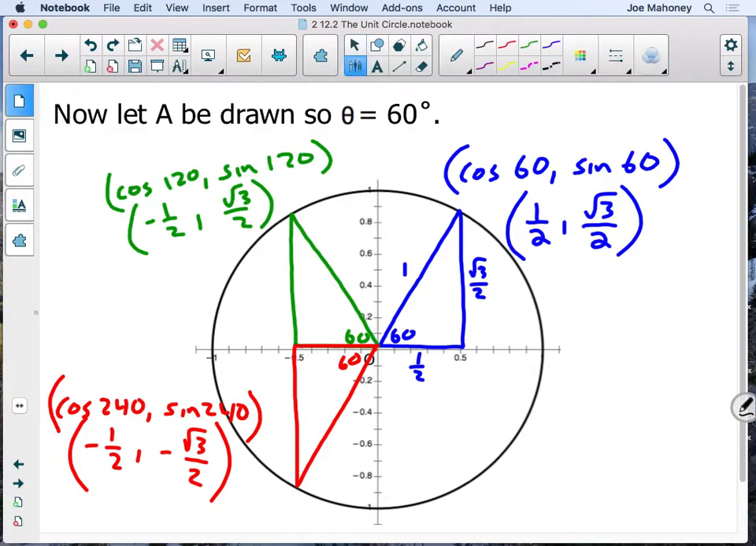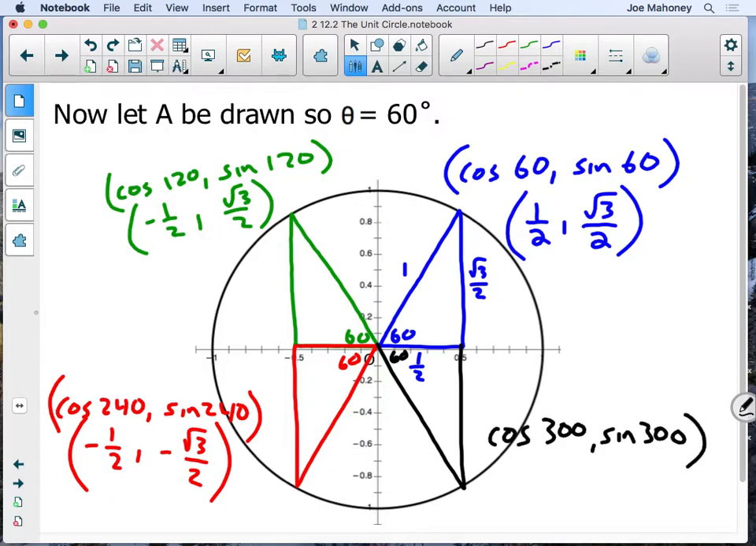And if we do one more, again, this time we go a full 360, but then back 60. So this point is going to be at 300 degrees. And knowing the side lengths of the triangles, the cosine of 300 is 1/2, and the sine of 300 is negative radical 3 over 2.